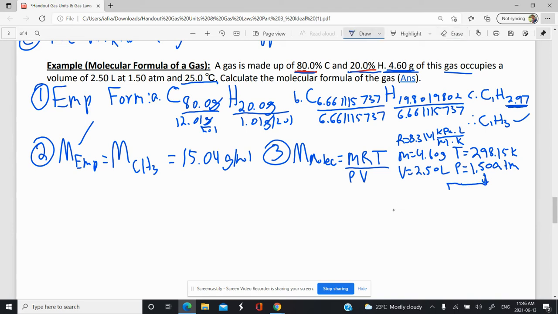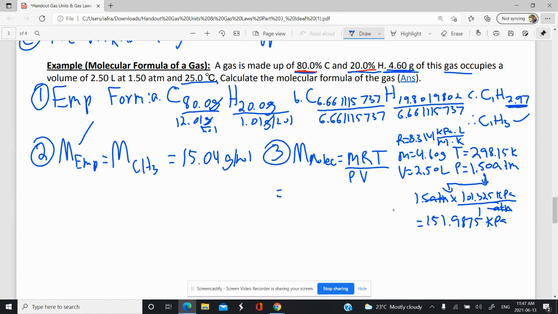Let's do it over here. 1.5 ATM times 101.325 kPa for every 1 ATM. Cross out ATM, and you get 1.5 times 101.325, which is 151.9875 kPa.